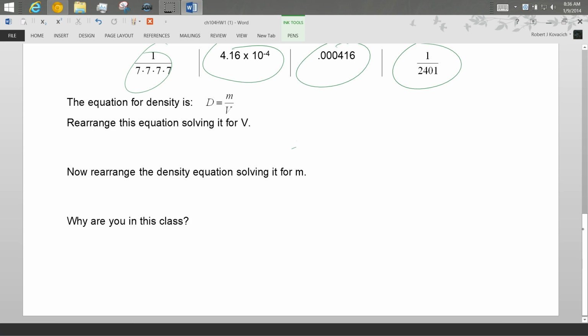All right, so we've got the density equation there. Density is equal to mass divided by volume. And if I'm going to rearrange that for volume, then my equation is going to look like volume is equal to mass divided by density. And if I'm going to solve it for mass, it's going to be mass is equal to volume times density. And that's it.